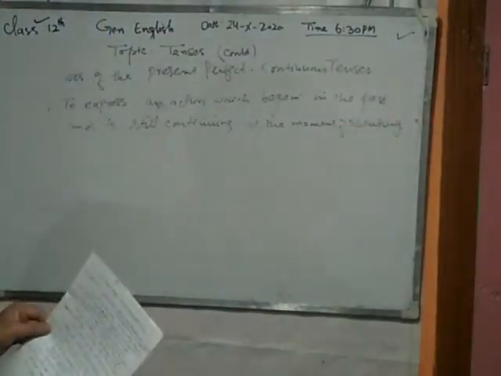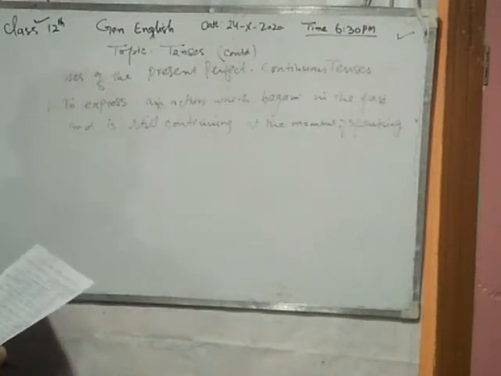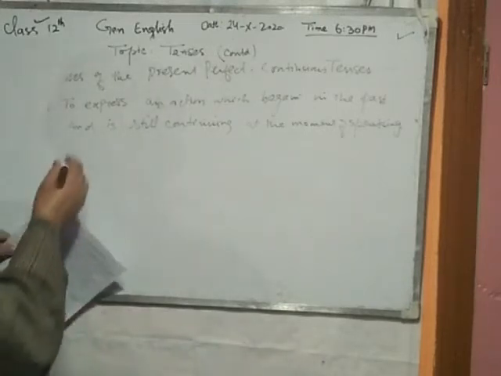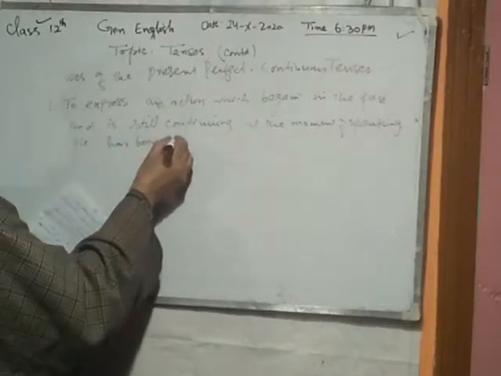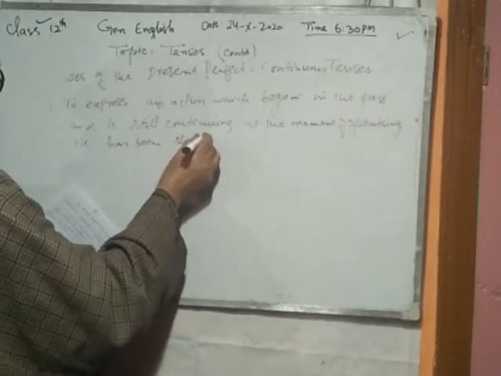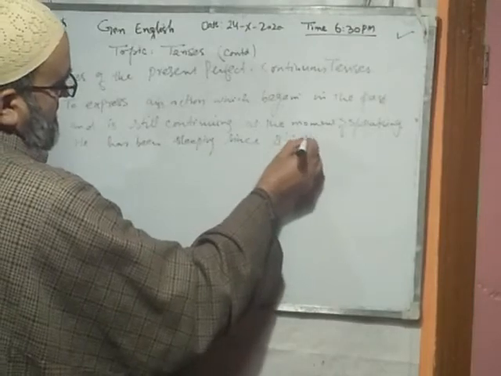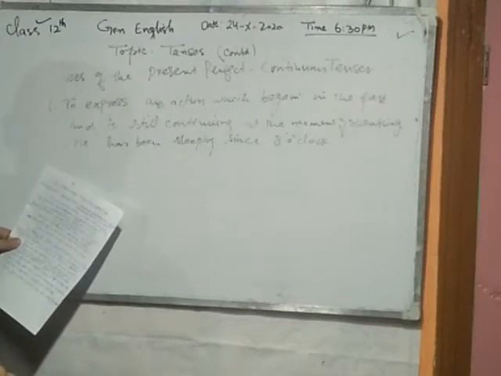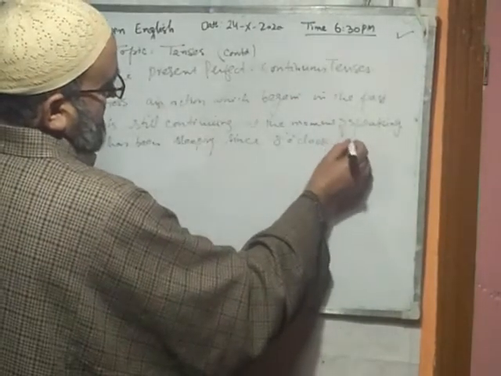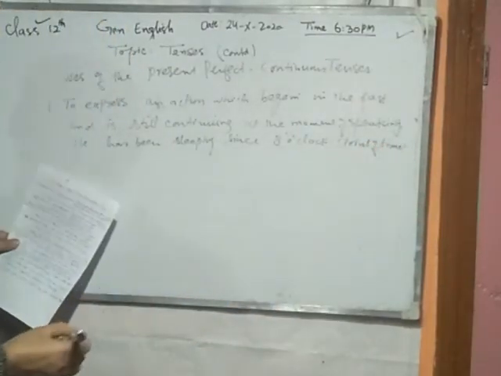यानी उस एक्शन का इजहार करे कि जो पास्ट में शुरू हो गई है अभी बोलने के वक्त भी जारी है. For example, he has been sleeping since 8 o'clock. ये जो since है ये हम point of time के लिए इस्तेमाल करते हैं, point of time.